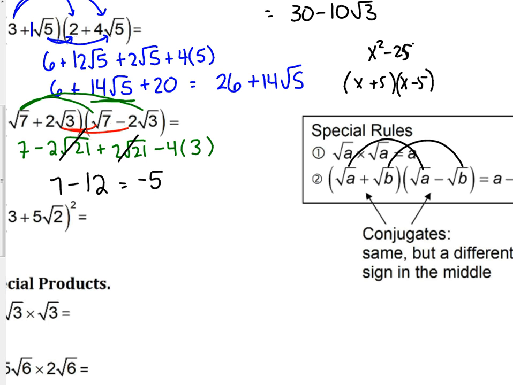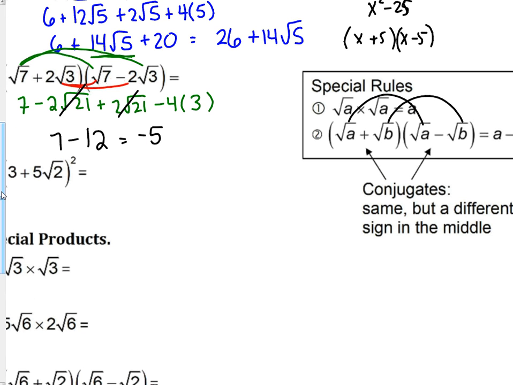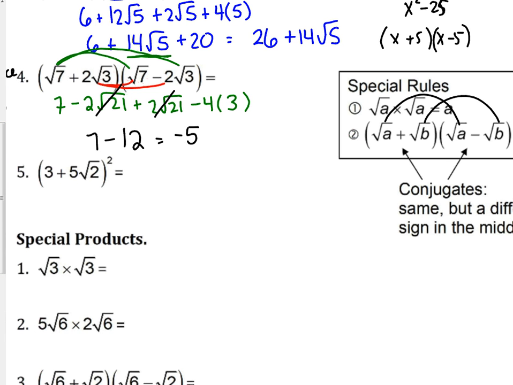What is root a times root a? It's just a. What's root b times root b? It's just b, and the sign's going to be minus because it's actually positive root b times negative root b, which is minus b. Okay? And what we call those are conjugate pairs. Same but different sign in the middle. So a conjugate pair happens because what happened when we multiplied this difference of squares here? Did we have any radicals at the end? No. So conjugate pairs are beautiful in that they eliminate any square roots. So we're going to use them a lot in the future.